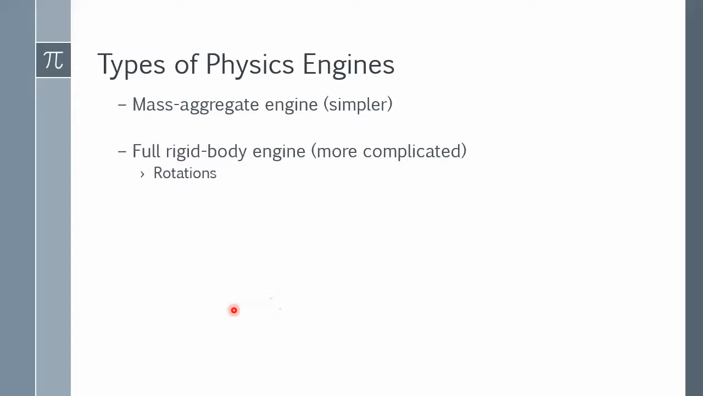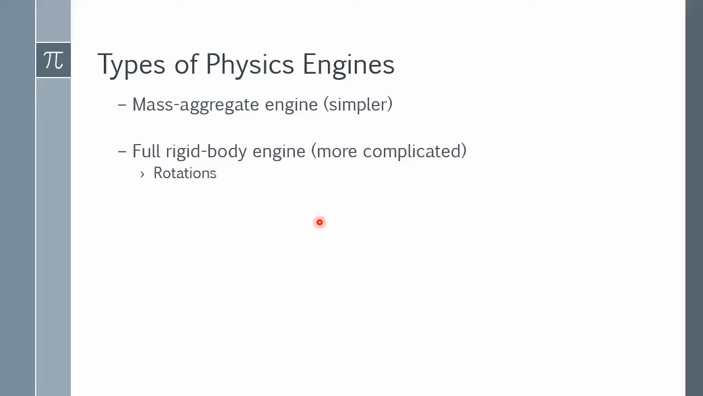Finally, there are two main types of physics engines. One is called a mass aggregate engine, and the other one is a full rigid body engine. Mass aggregate engines are simpler, and what they do is try to model objects as a set of particles constrained to each other. So if one particle moves, it affects the connected particles.